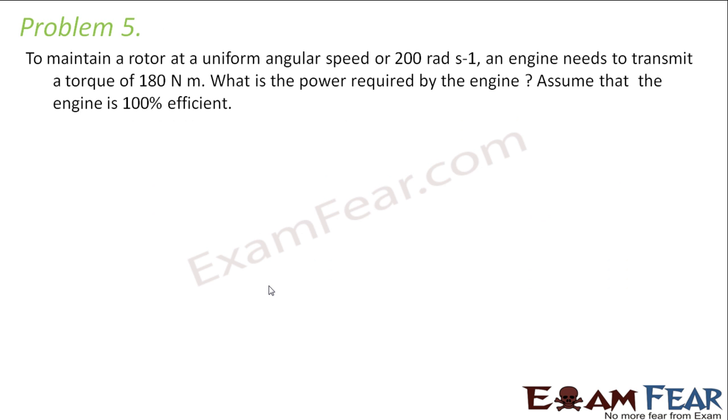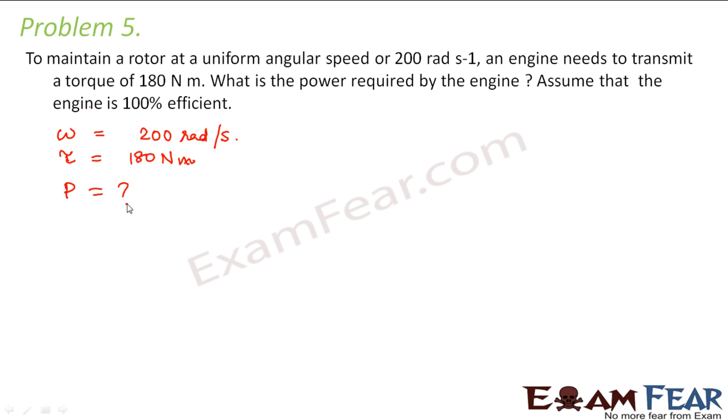Let us look at the fifth problem. It says, to maintain a rotor at a uniform angular speed of 200 radian per second, an engine needs to transmit a torque of 180 Newton meters. So in this case we are given the angular speed as 200 radians per second and a torque of 180 Newton meters. So what is the power required by the engine? Assume that the engine is 100% efficient.